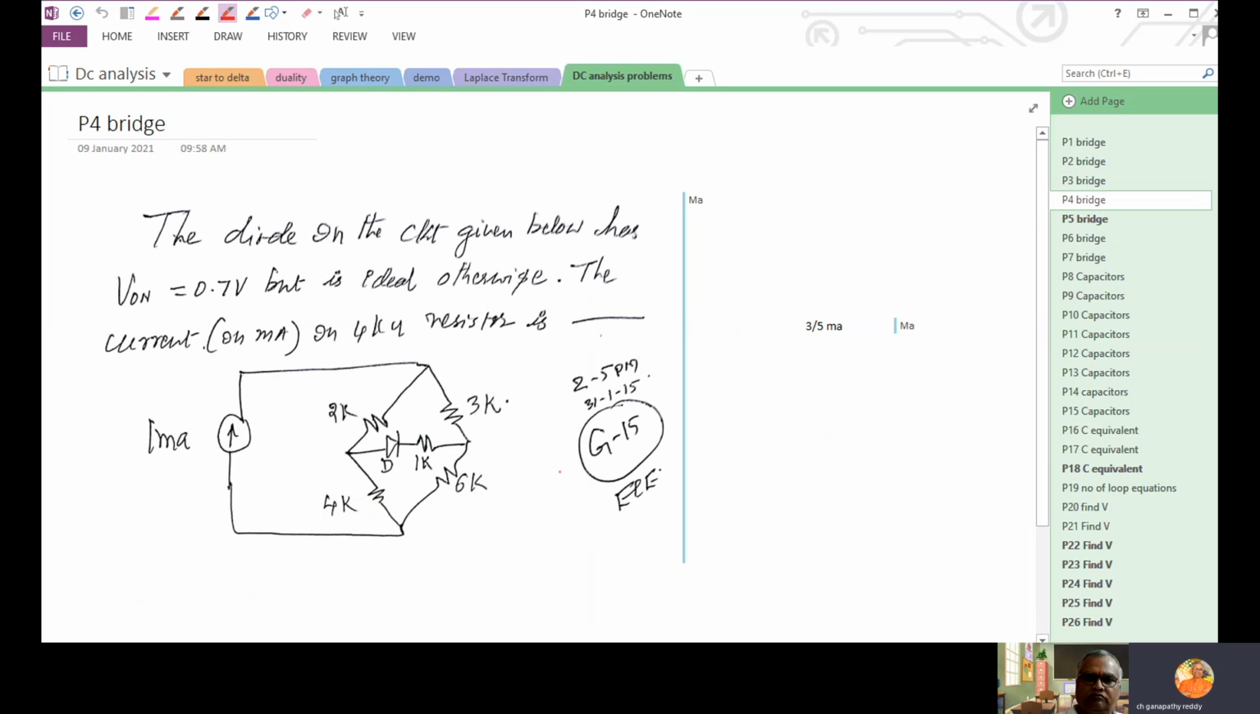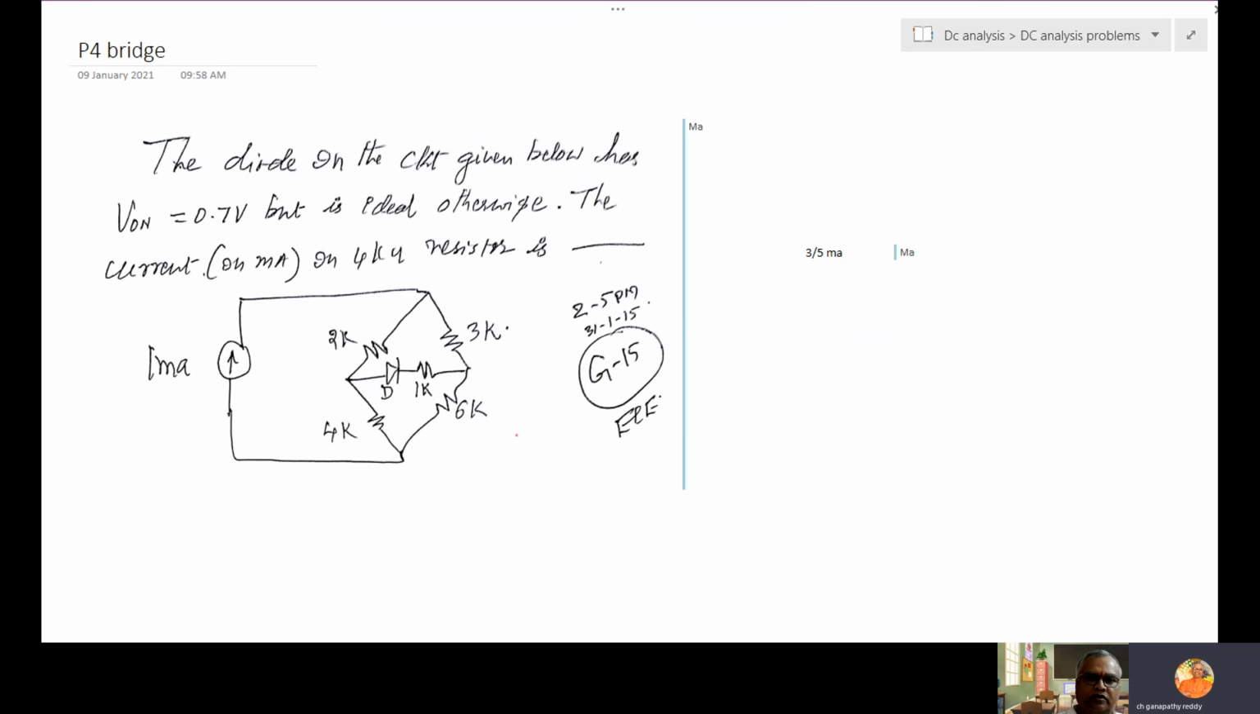There is another problem on the bridge. It is not directly a bridge, it's the bridge principle that you have to observe. What is given: the diode in the circuit given below has V on, that is the on voltage, 0.7. If 0.7 is applied, the diode will be on, but it is ideal otherwise. The current in milliamperes in the 4 kilo ohm resistor is asked. So he is asking the current in this 4 kilo ohm.